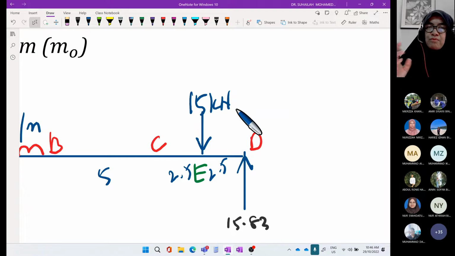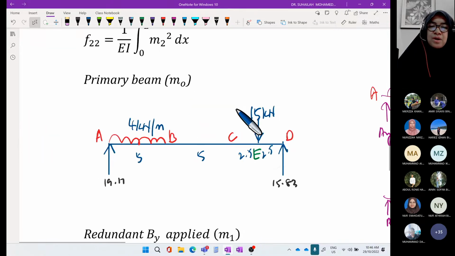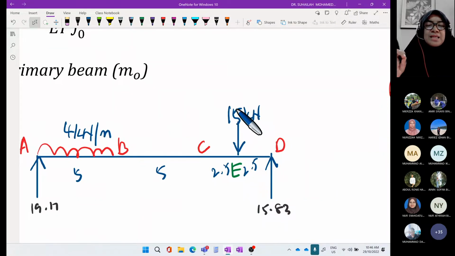Between C to E, we will have one equation. Between E to D, we will have another equation. We cannot assume that CD is one cutting section whenever we have a point load like this. So we have to add another point. Let's say we put as E, so it will become CE and ED. Okay, so in total, how many cutting sections do we have now?